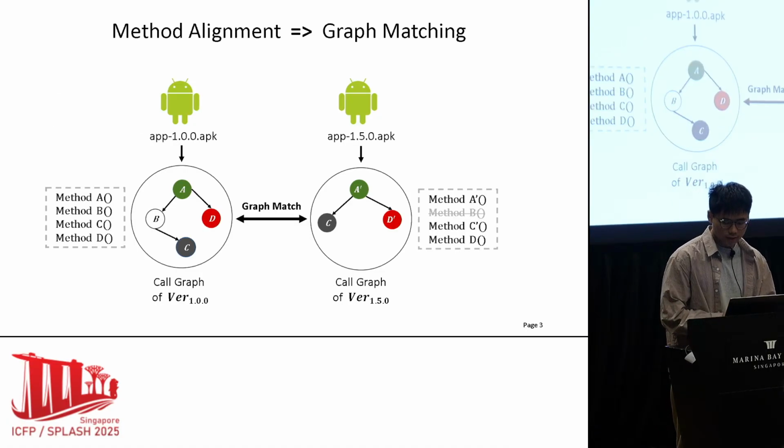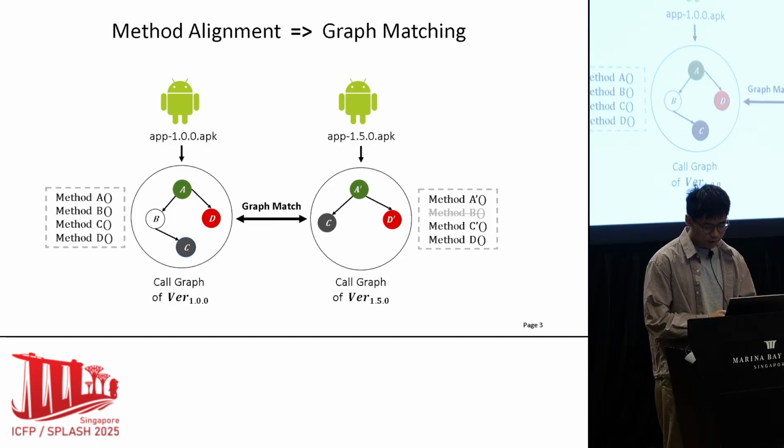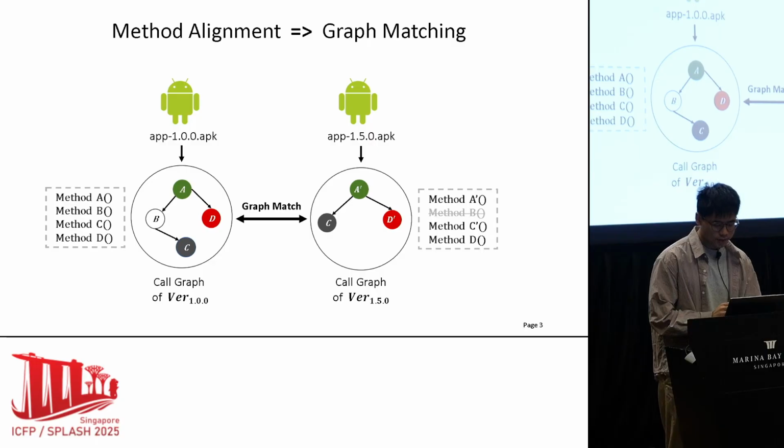In fact, method alignment is a graph matching problem. We can represent each application version as a call graph, where methods are nodes and calls are edges. The problem then becomes finding the correct correspondence of the graph nodes.